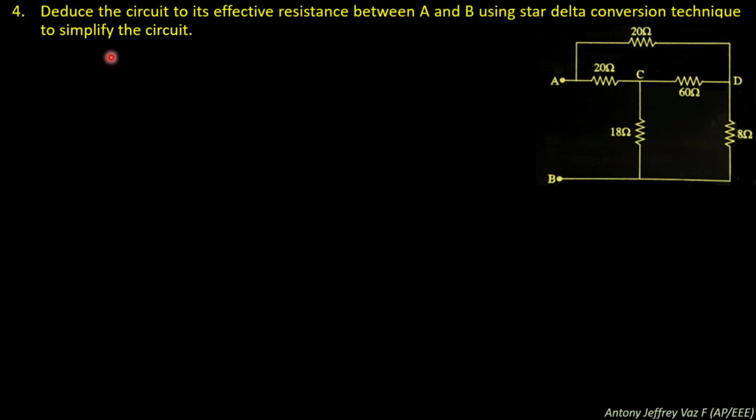So this is the fourth problem. Deduce the circuit to its effective resistance between A and B using star delta conversion techniques to simplify the circuit. So this is the circuit. You need to find the effective resistance across the points A and B. First you need to look into the circuit very deeply.